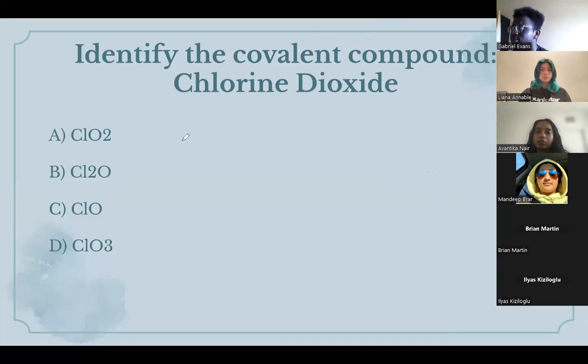Well, I guess di is one of the prefixes for 2. So chlorine, because it has no prefix, we assume it's 1. It is a 1 element, so only Cl1. That eliminates B. And then the di eliminates C, and also eliminates D because it's not tri. So you're only really left with A. So it's chlorine dioxide, 2 oxygens.